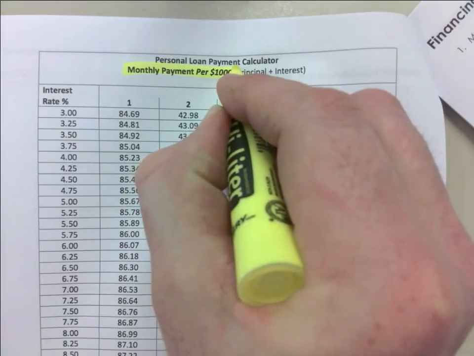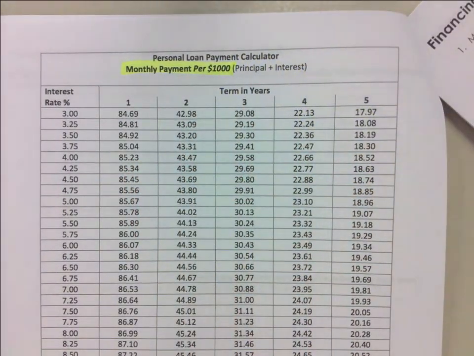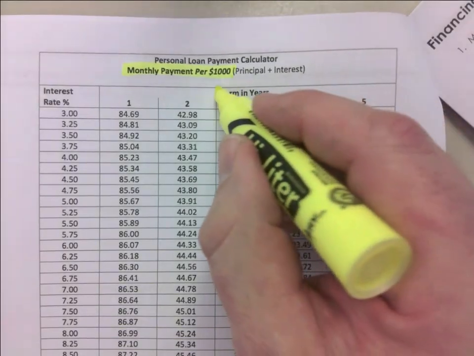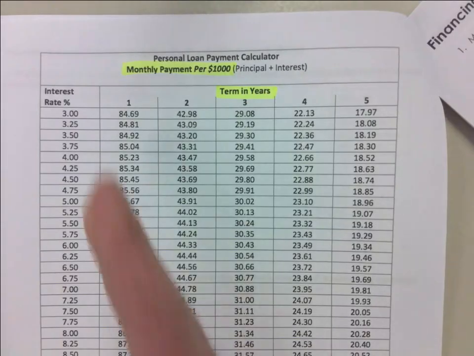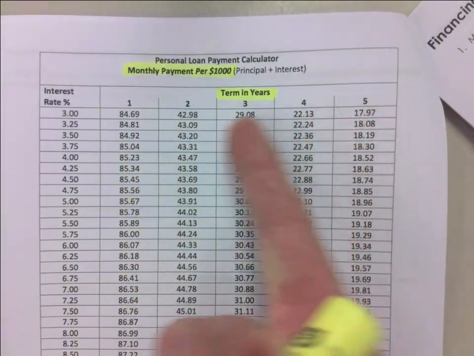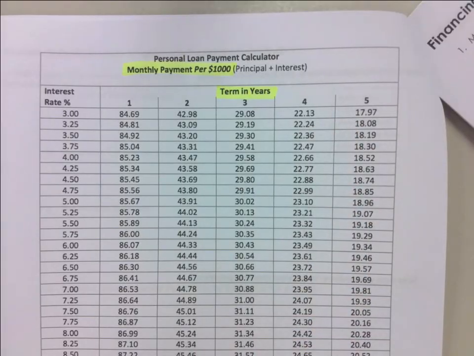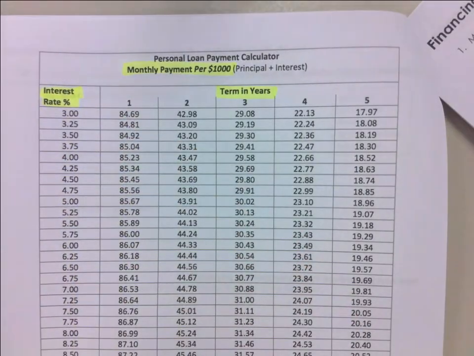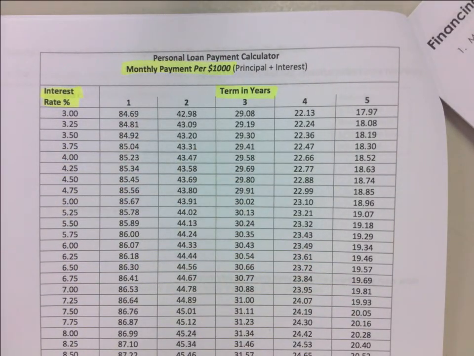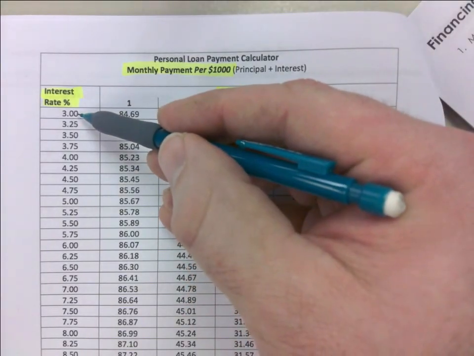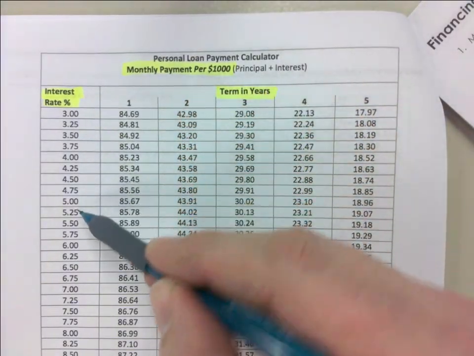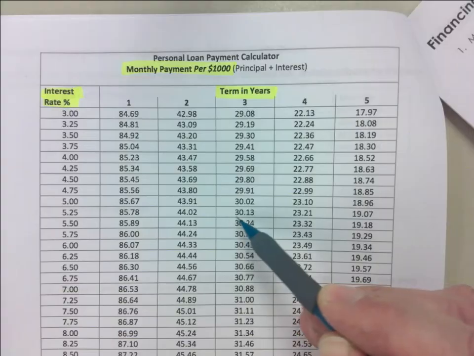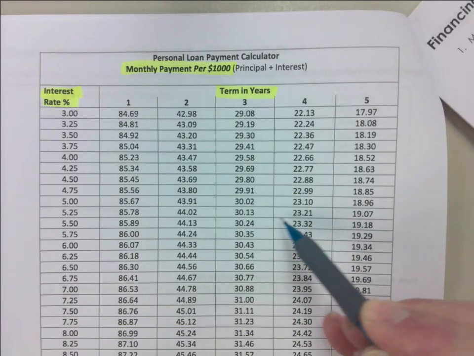I want you to highlight this. Your monthly payment per $1,000 of loan is on page 32. At the top, you have your term of the loan. Is it a 1, 2, 3, 4, 5-year loan? What is it? And on the left column, you have the interest rate. So what you're going to do is find the interest rate that the question provides you with, and then hover over to the number of years that this loan is signed for.